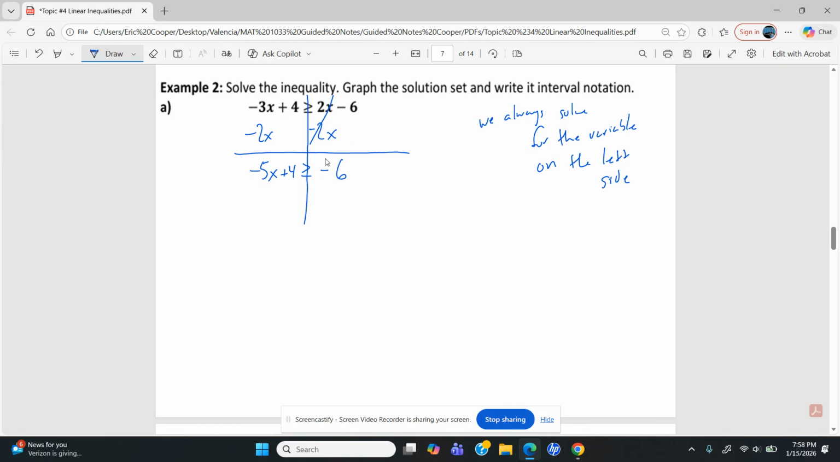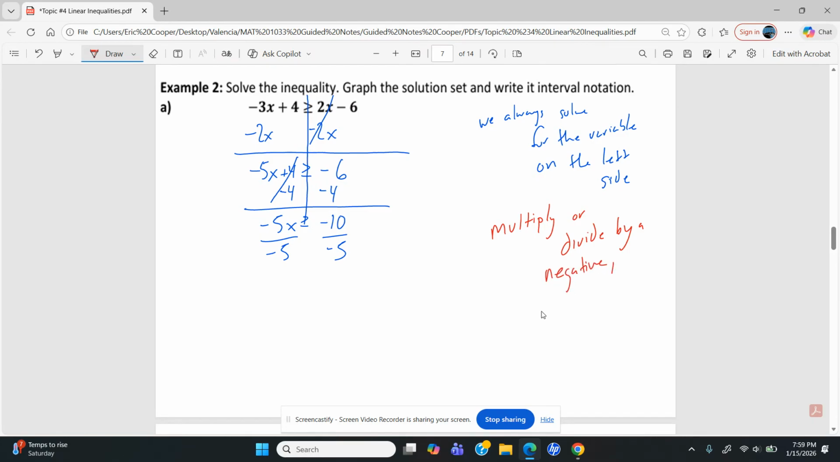I need to move the 4 to the other side, so I'm going to subtract the 4. And whatever I do to one side, I'm going to do to the other. Negative 5x is greater than or equal to negative 10. In order to get x by itself, I'm going to need to divide by negative 5. But now here comes another very important rule, and probably the only other difference we really have when we talk about inequalities. It's the rule that if we multiply or divide by a negative number, then we must flip the inequality sign.